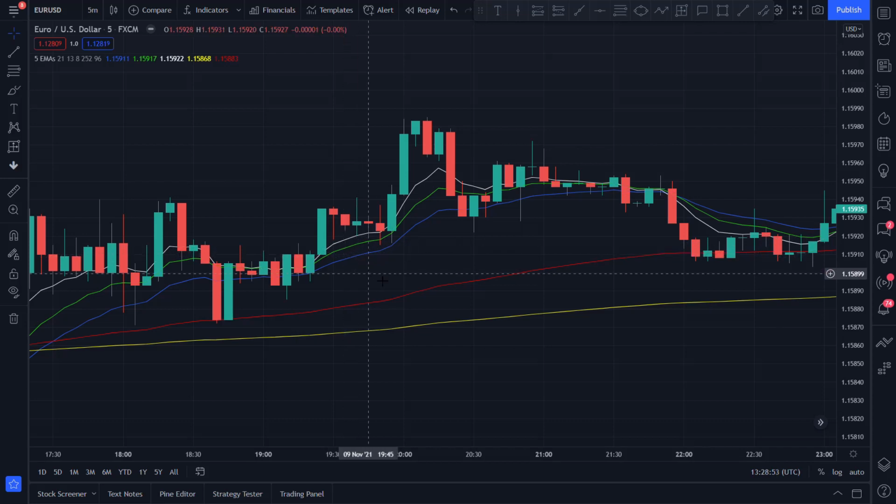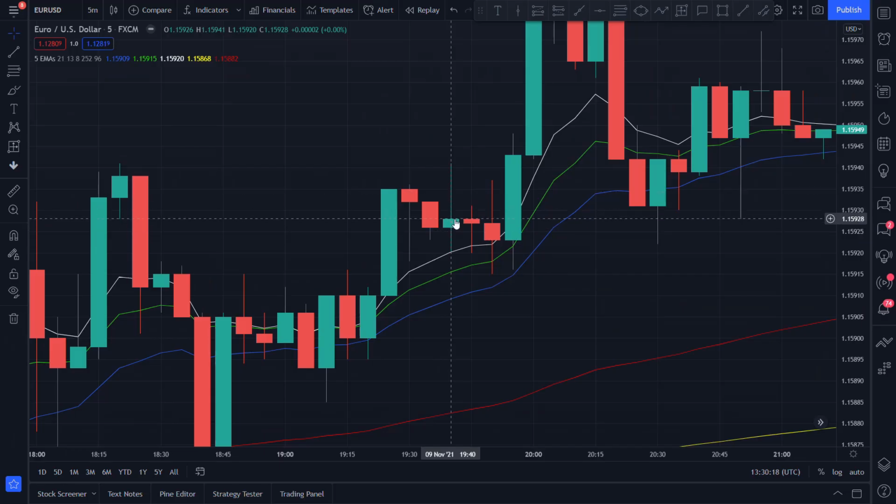Once you have that, the next step is that you need to see a pullback away from the 3 EMAs without touching any of the 3 EMAs, which you can see happens right on this candle. The fourth step is that the price needs to come back to the EMAs and touch one of the 3 EMAs without closing under the 3 EMAs. So as you can see, we have our first touch right here. So this candle is going to be your trigger candle.